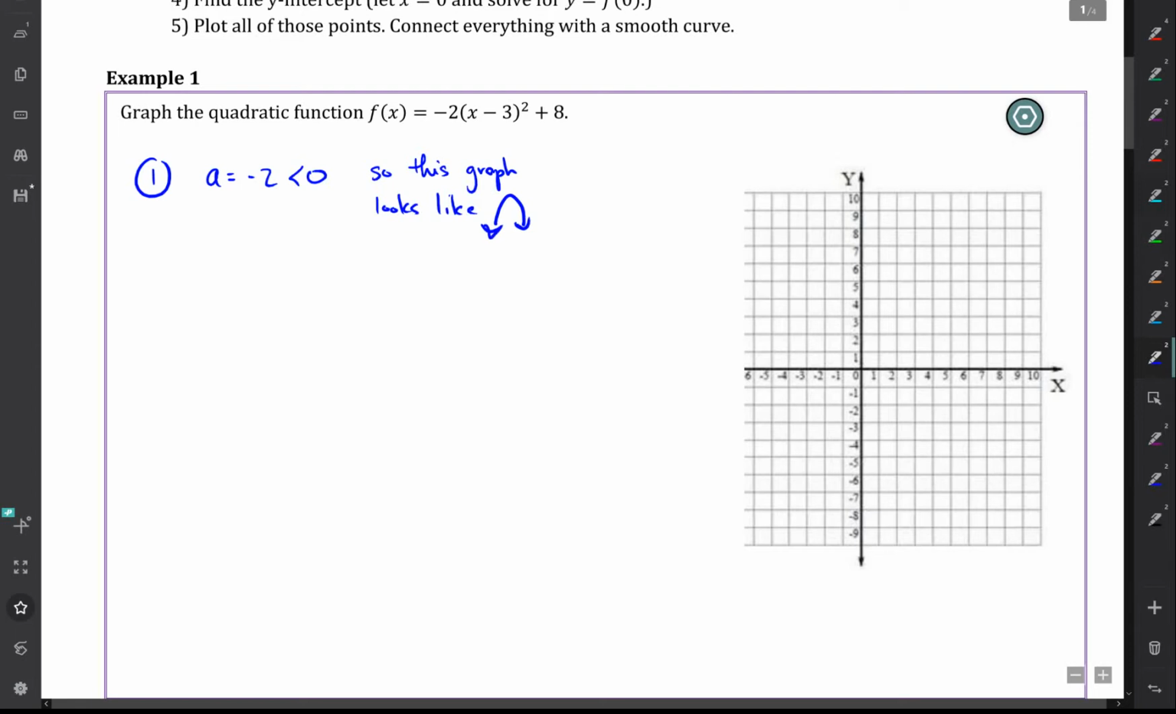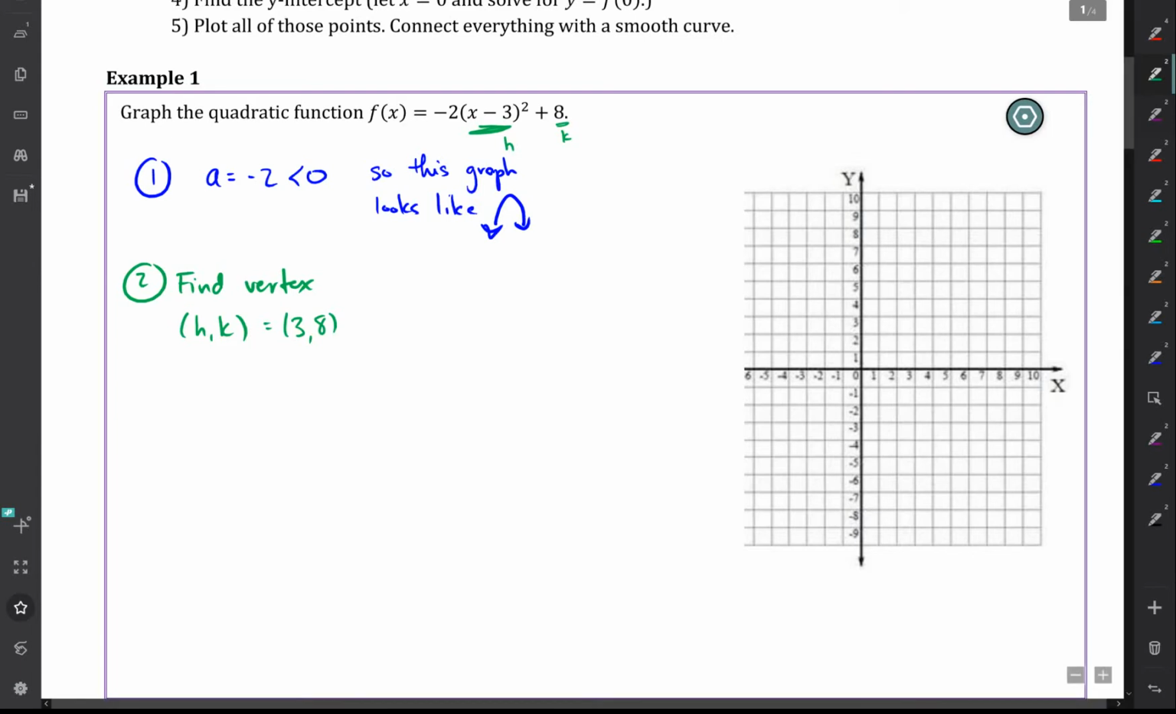Okay, now step 2 is to find the vertex. So find the vertex, and that's h comma k, where, remember, this is going to be a times x minus h, so h here is actually 3, and then it's plus k, so k is 8. You've got to remember that you take the negative of whatever you see inside of here to be h, and then you take this to be k. So that's k, and this is h. Okay, so we know that we have a vertex at 3 comma 8.